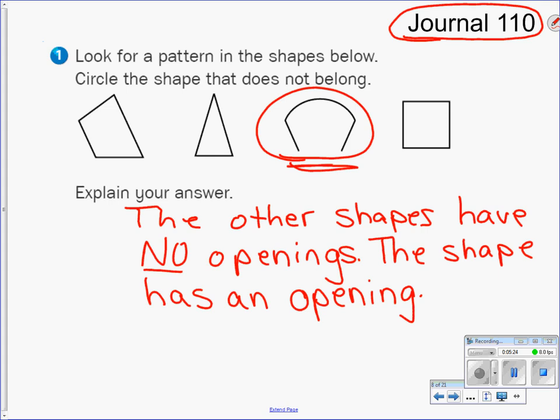And you could look at the other ones, they have straight sides. We could have put that down. Notice here we have all straight sides. Okay. And this one right here is curved. Okay, so that would make a difference also.